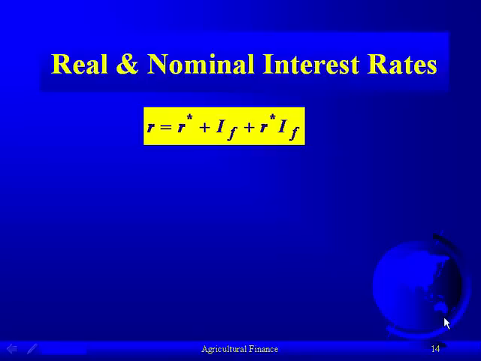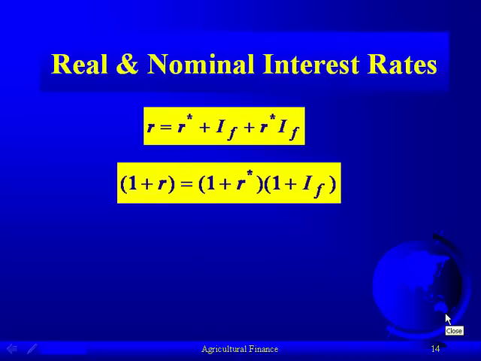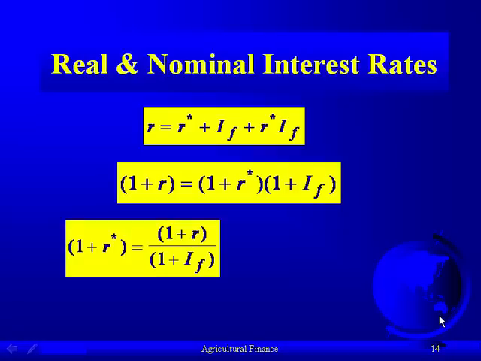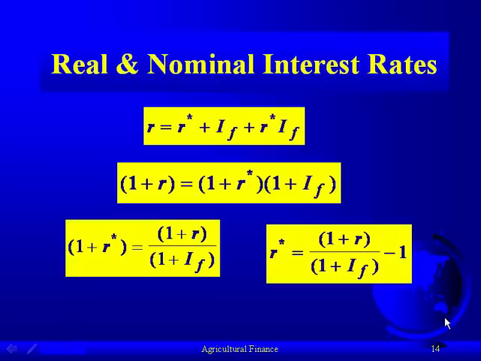Now, if you do the arithmetic on this, you can find that it can be rewritten as 1 plus the nominal rate is equal to 1 plus the real rate times 1 plus the inflation rate. Now, if we divide both sides by 1 plus the inflation rate, then we have 1 plus the real rate is equal to 1 plus the nominal rate all over 1 plus the inflation rate. And if we subtract 1 out, we now have a definition for the real rate. If you know the nominal rate, and that's what's usually quoted, and you hear that inflation is 3% or 4%, then you can calculate what the real rate is.